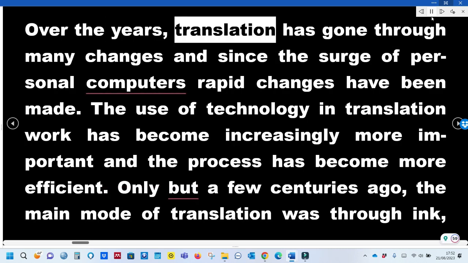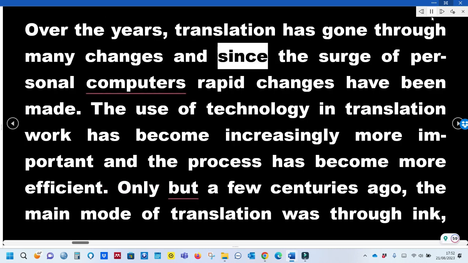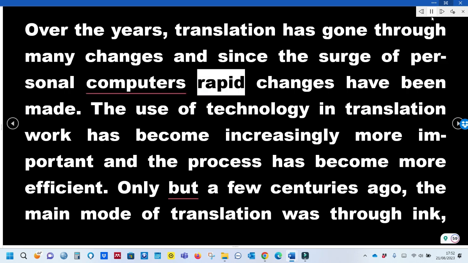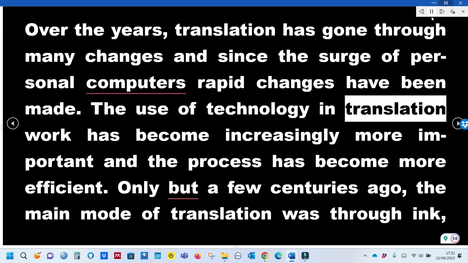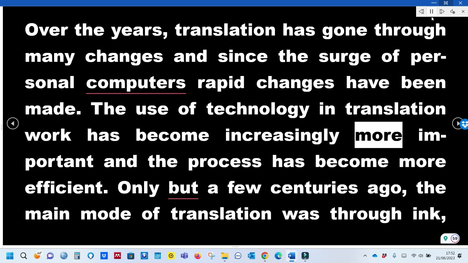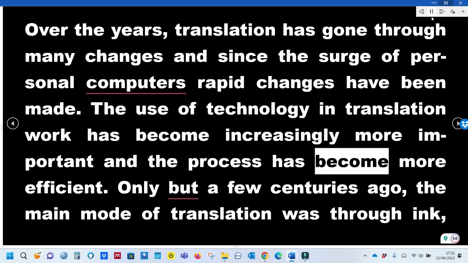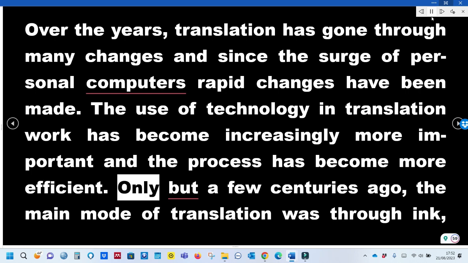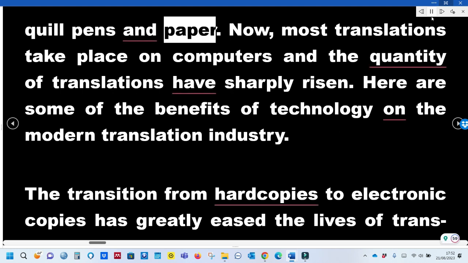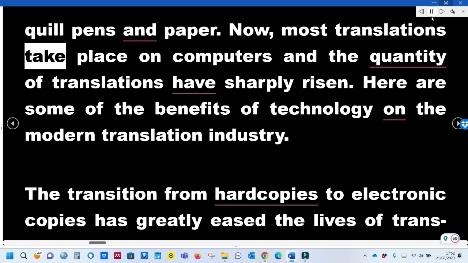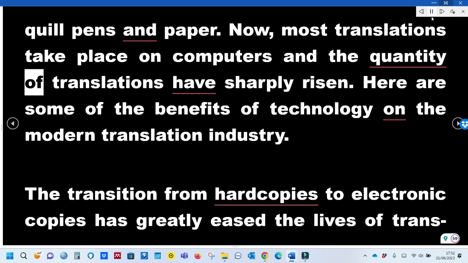Over the years, translation has gone through many changes, and since the surge of personal computers, rapid changes have been made. The use of technology in translation work has become increasingly more important, and the process has become more efficient. Only but a few centuries ago, the main mode of translation was through ink, quill pens, and paper. Now, most translations take place on computers, and the quantity of translations has sharply risen.